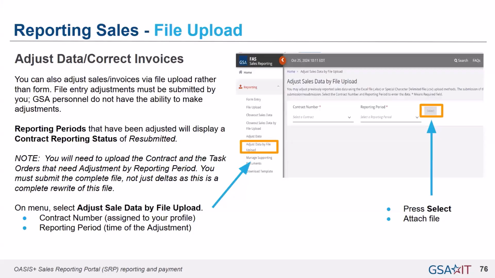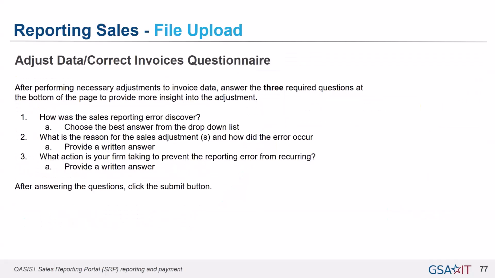All right, so adjusting data is the same thing. Under reporting, you adjust data by file uploading a new file, essentially, right, with the adjusted data if you need to. And the same thing happens with the questionnaires that you need to answer. So now you've reported your task order, you reported your sales.